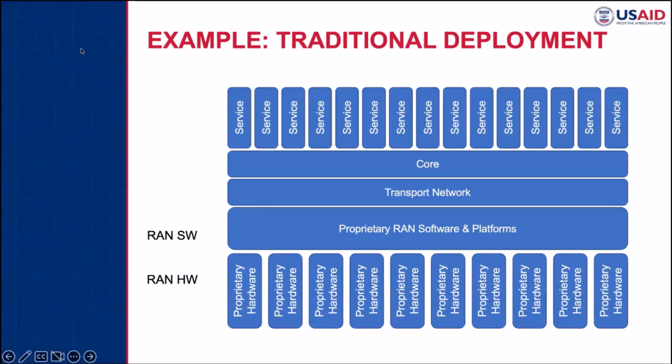So in the traditional deployment scenario of RAN, we have the RAN software and then the RAN hardware. The RAN hardware and RAN software are all proprietary. So if ever you need to change one component, if you need to change a hardware, it must be compliant. It must be interoperable with the other hardware. The same goes to the software and platforms. They should be compatible to the proprietary hardware.